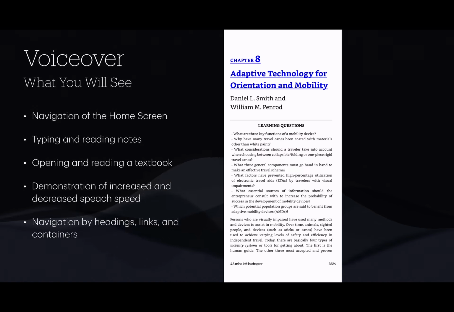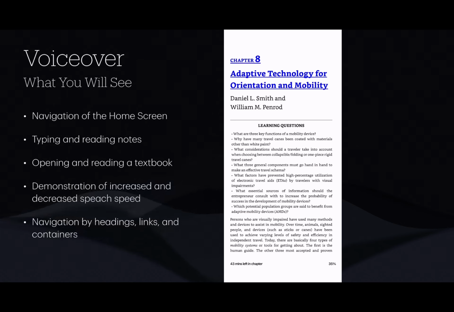Chapter 8 Adaptive Technology for Orientation and Mobility. Link Daniel L. Smith and William M. Penrod Learning Questions. What are 3 key functions of a mobility device? Why have many travel canes been coated with materials other than white paint? What considerations should a traveler take into account when choosing between collapsible/folding or one-piece rigid travel canes? What 3 general components must go hand in hand to make an effective travel schema? What factors have prevented high percentage utilization of electronic travel aids (ETAs) by travelers with visual impairments? What essential sources of information should the entrepreneur consult with to increase the probability of success in the development of mobility devices? Which potential population groups are said to benefit from adaptive mobility devices?